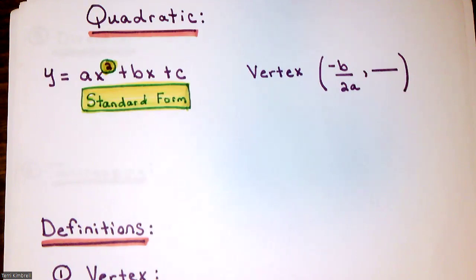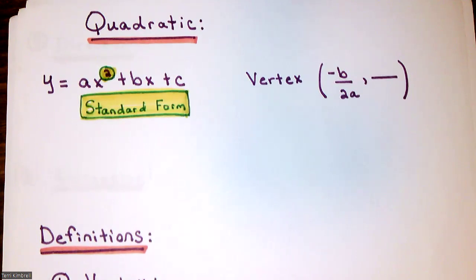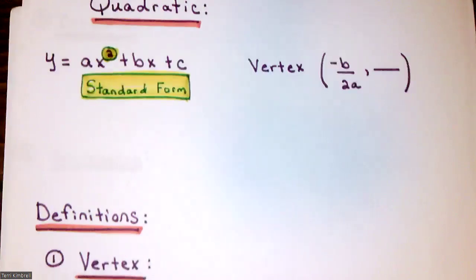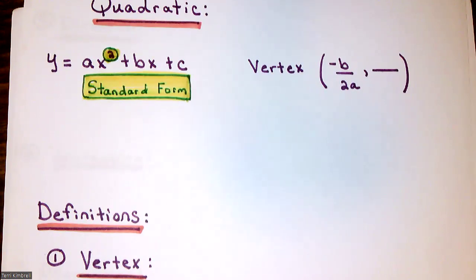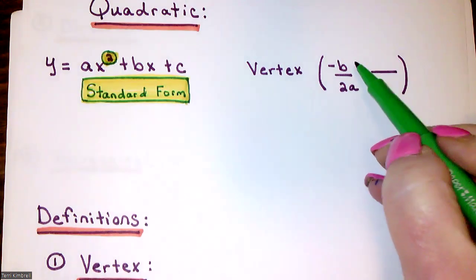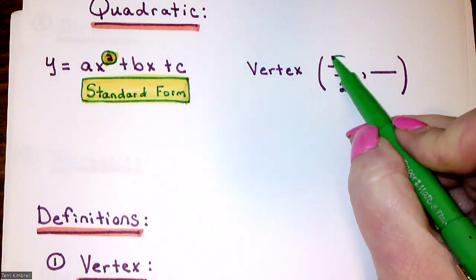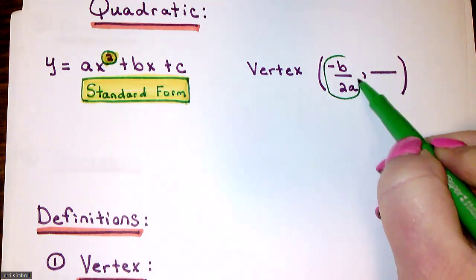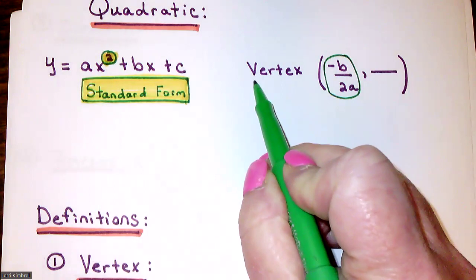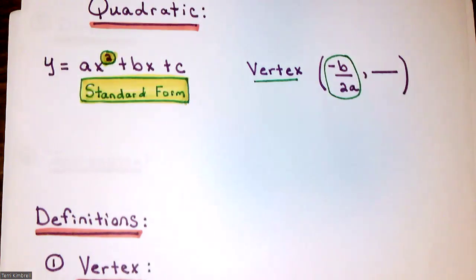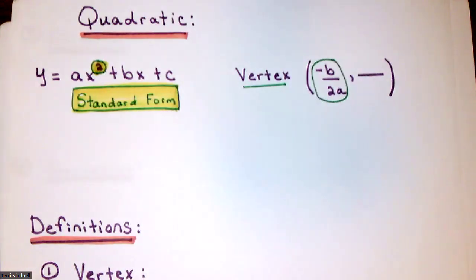And make sure you understand that it needs to be in the correct form before you start looking for your A, B, and C, because sometimes that will mess you up. Now, the very first part of the quadratic formula is negative B over 2A. That's going to help you find the vertex of a quadratic in standard form. So let's talk about, first of all, what a vertex is.